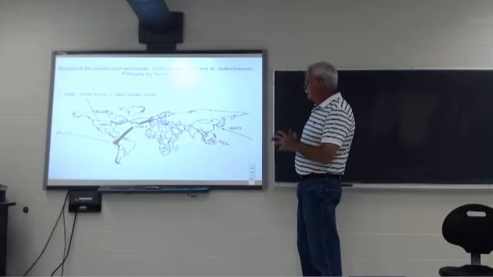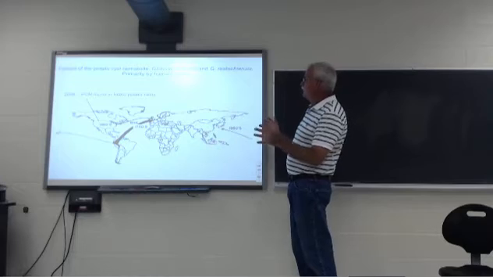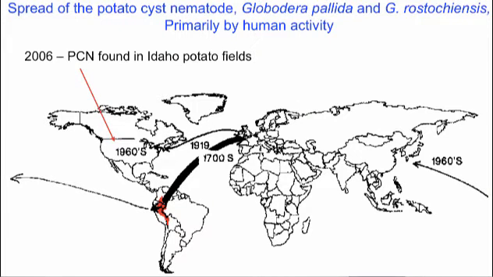The last concept to talk about with cyst nematodes is that of movement and the role of human activity in moving these pests, pathogens around the world. And this is typical of many plant pathogens. In this case, we'll talk about the potato cyst nematodes. There are 2 different species of potato cyst nematodes. They developed in the Andes region of South America where the potatoes originated. The Spanish took potatoes to Europe. When they did, they took the pathogen with them.